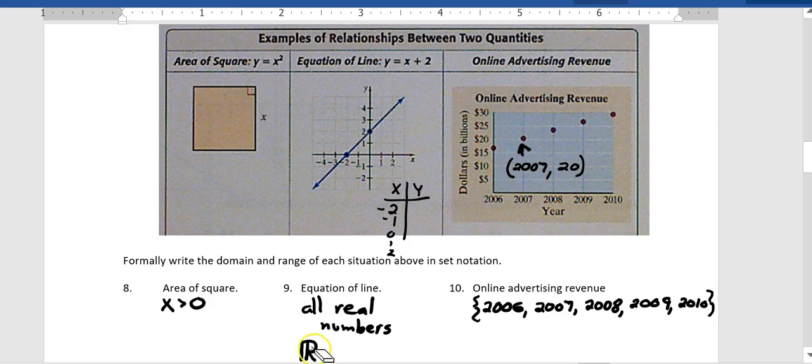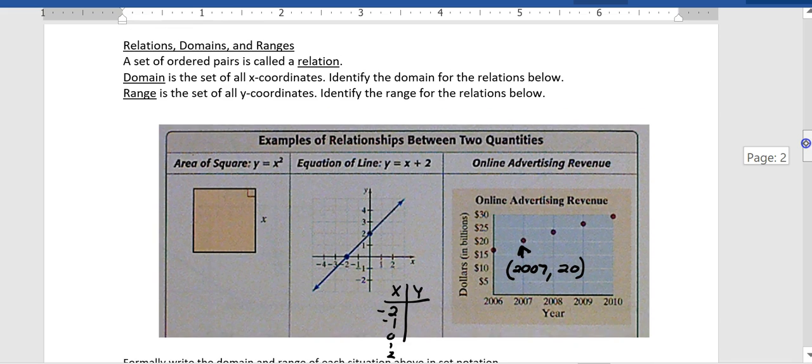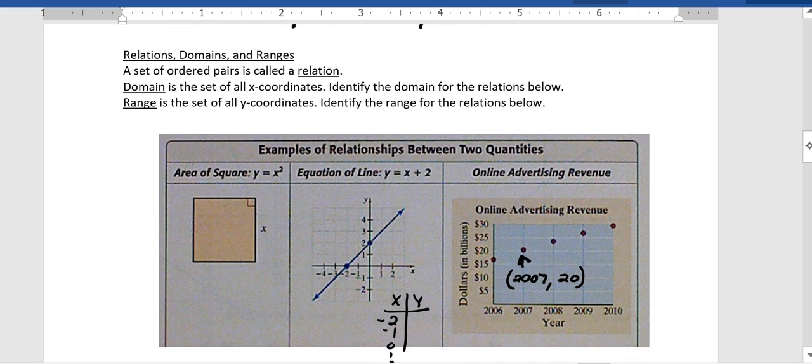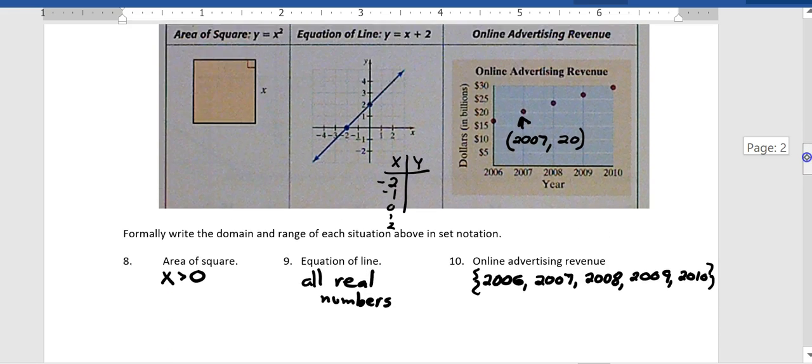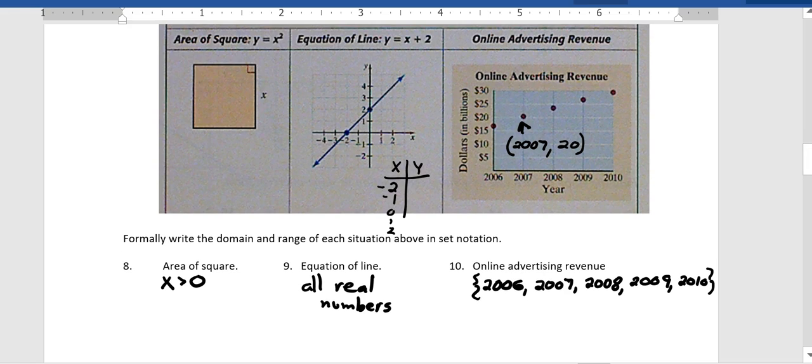Okay, now on the same table, I want us to take a look at the next vocabulary word. The next vocabulary word, if I scroll back up, is range. Range is a set of all Y coordinates, Y values, the results. So we're going to go back to the same pictures, and we're going to say what the Y values or the results could be.